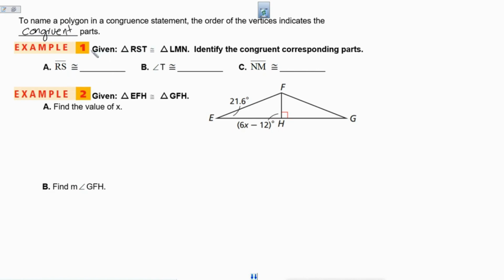Our next example, we are given that triangle RST is congruent to triangle LMN. Identify our congruent corresponding parts. First off, we're looking at RS. R and S were the first two letters, so we want the first two letters in the second triangle's name. So this would be segment LM. And that is an L, not an angle symbol.